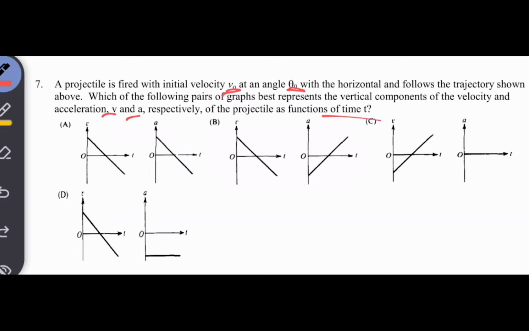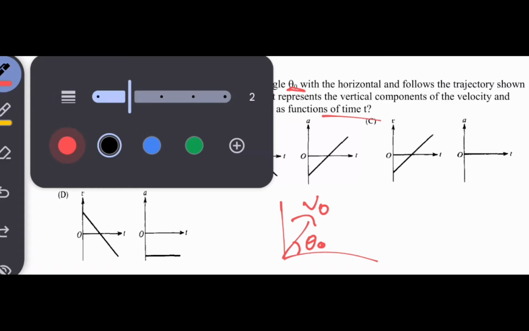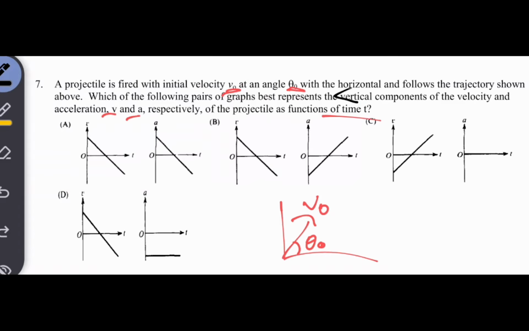So the question is asking us about a projectile that is fired at an angle theta initial with velocity initial. And it's asking us what is the vertical components of the velocity, because this is a key part. Knowing that, we can go ahead and draw our parabola shape, since we know this is shot at an angle, so it's going to make the shape of a parabola.